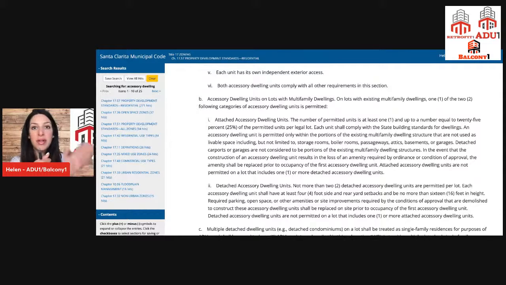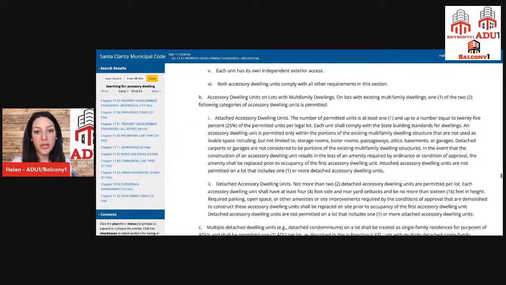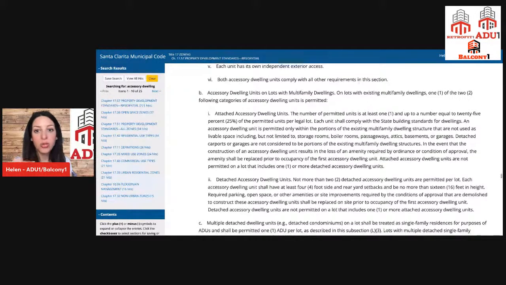If you have 8 units, 9, 10, 11, then you can convert those spaces into up to 2 ADUs, and so forth. So that's where this 25% rule kicks in, and it takes effect at 8 units and up. 20 units will have its own 5 that it can do, and so forth. And again, they are only permitted to do internal conversions, and here's where it describes them: storage rooms, boiler rooms, passageways, attics, basements, garages.